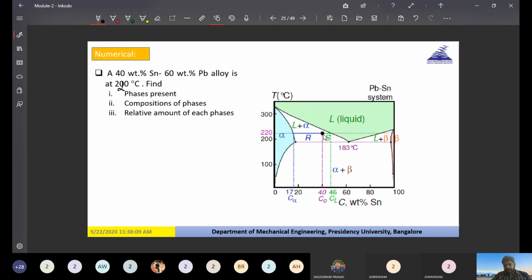So this point is in which region? Liquid plus alpha region. Okay, so you already know this region is the liquid plus alpha region. So the first thing we want to find out is the phases present. Who will tell what the phases present are at this point? When the system is at this point, what are the phases present?